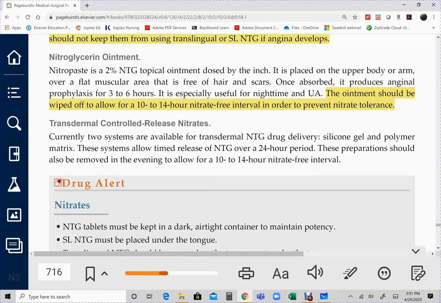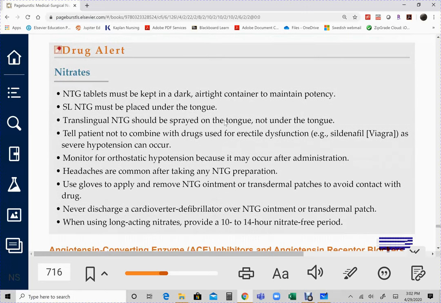Besides, there shouldn't be one because usually the day shift puts it on, and then the night shift people take it off, right? But obviously sometimes we forget, and actually I've seen a patient with four of them at one time. I couldn't believe it. Alright, so here is your drug alert for nitrates.